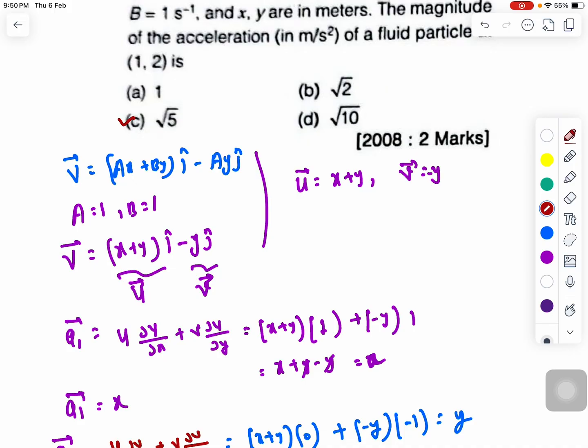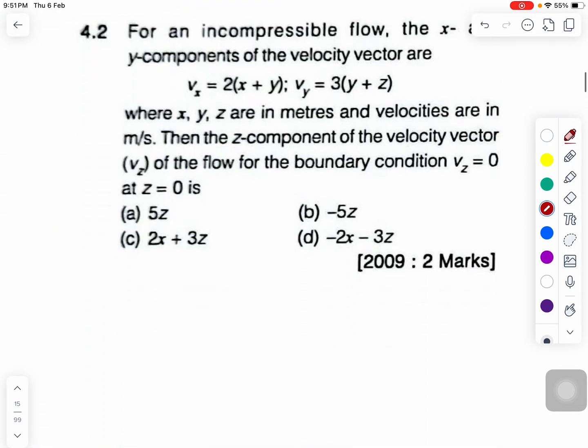So here you have to understand which is your x direction velocity and y direction velocity, and how you can write the acceleration along the x and y directions. So moving towards the next question.